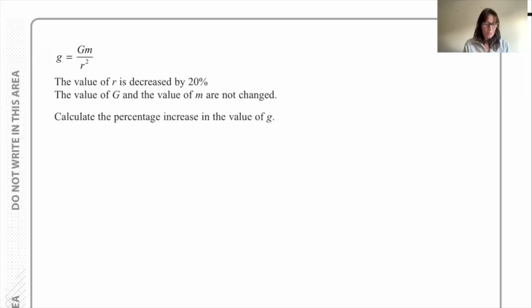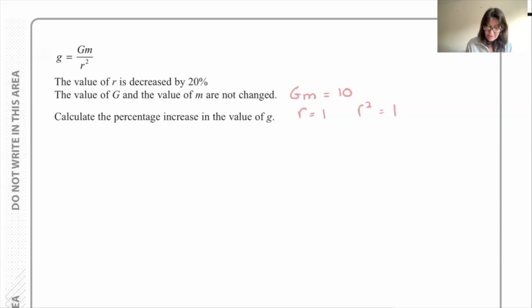Okay, so we're being told that the value of R is decreasing by 20% and R is squared in our formula. The value of G and M is not changed. So let's start there. I'm going to say that my GM is going to equal 10. As I said, you can put any value in here. I'm then going to say that my R is going to equal 1. R squared would be 1 squared, which also equals 1.